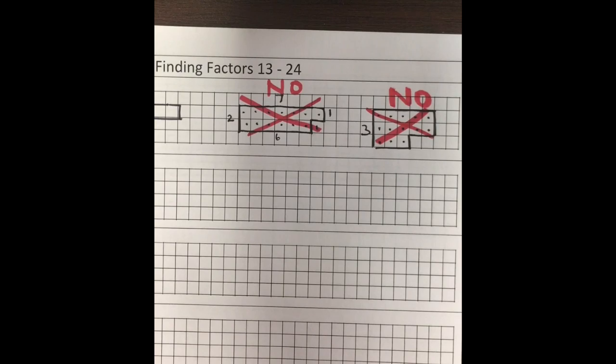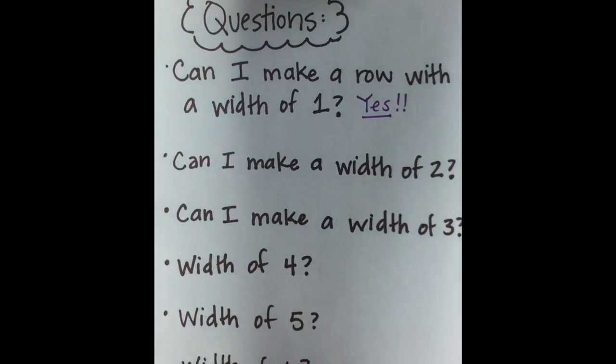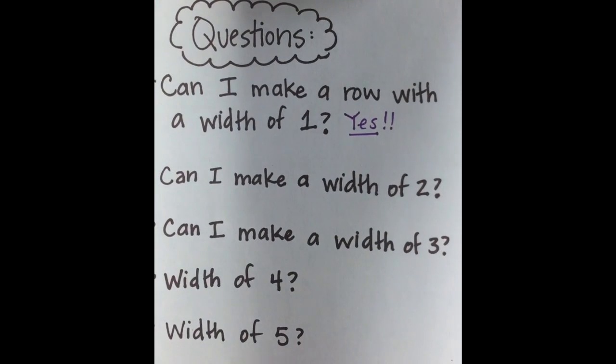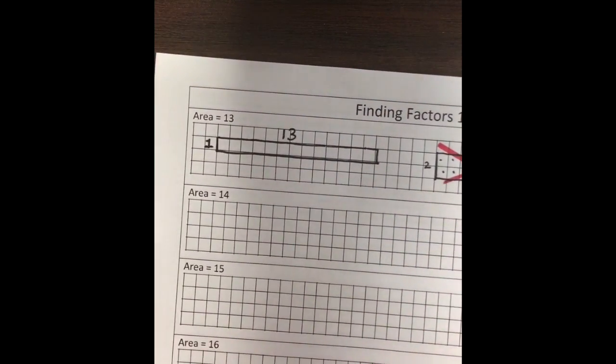If I continue down the list and look at these questions here, can I use 4? Can I use 5, 6? If I keep going, we're going to continue to strike out. So for 13, we just stop here with this one long row of 13.